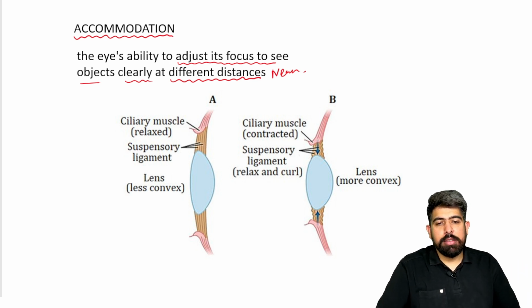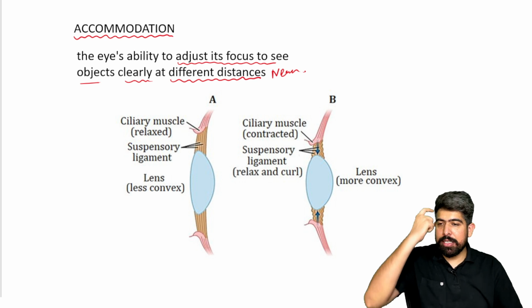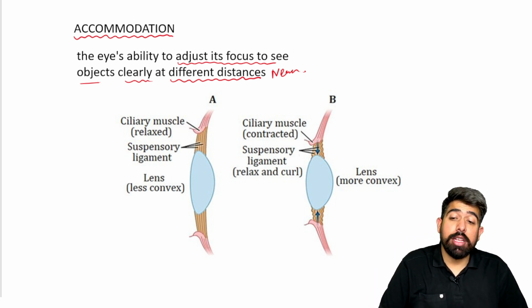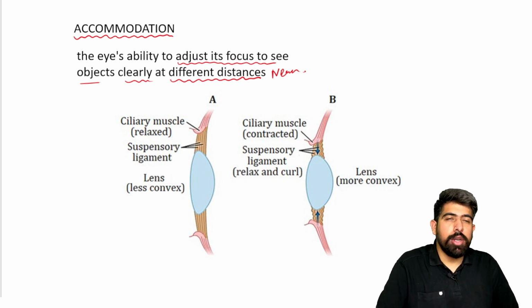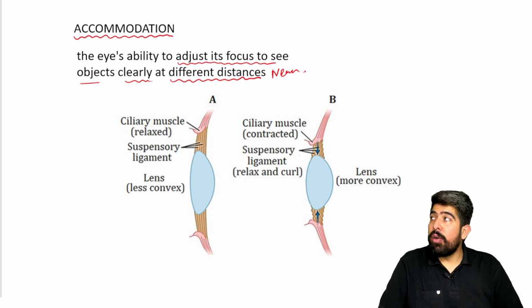There will be a difference in power, because the power difference will be there. So the lens will adjust its power. It needs more power to focus on the near object. So what will it do? It will increase the power. For increasing the power, it has to do three things. So how will it increase the power?